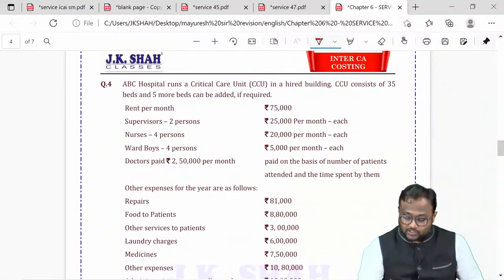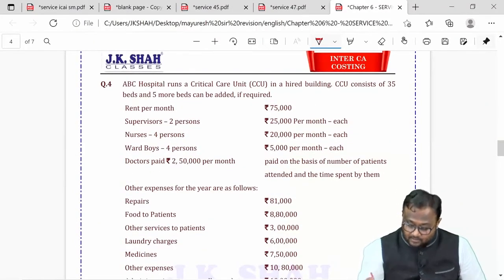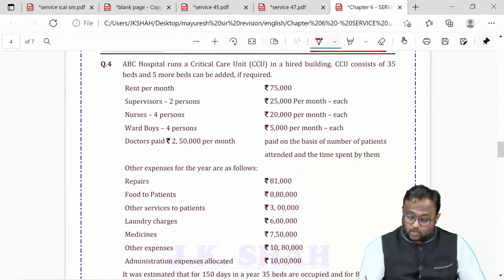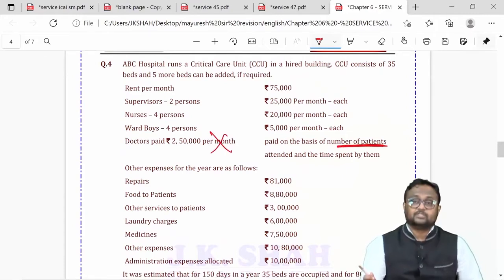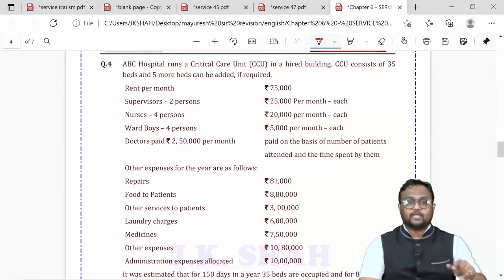All those cost structures which are based on per month, per annum will be treated as fixed. But every cost structure related to patients will be variable in nature. Doctors are paid 250 per month, but they are paid on the basis of patients, so it will also be taken as variable.